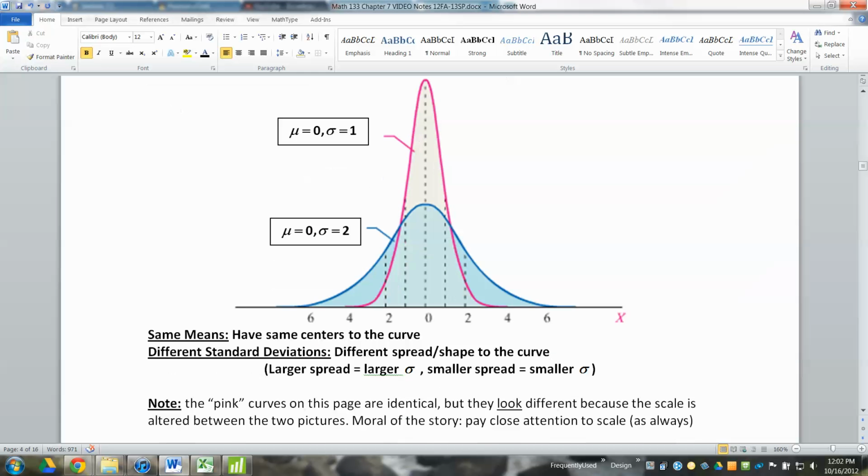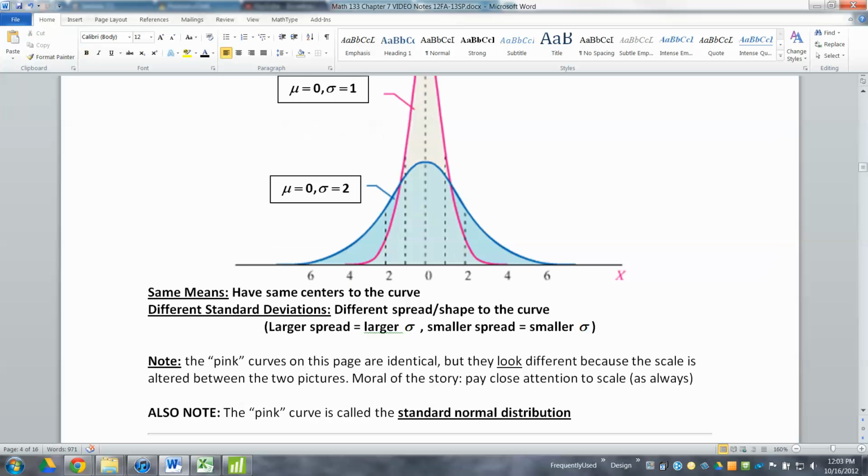So the moral of the story is that if they have the same mean, they're going to have the same center for the curve. But different standard deviations mean you have different shapes to the curve. The larger your standard deviation, the larger your spread. And the smaller your standard deviation, the smaller your spread. So the pink curve is less spread out because it has a lot smaller standard deviation, right? They go hand in hand. And the blue curve is more spread out because it's got a bigger standard deviation.